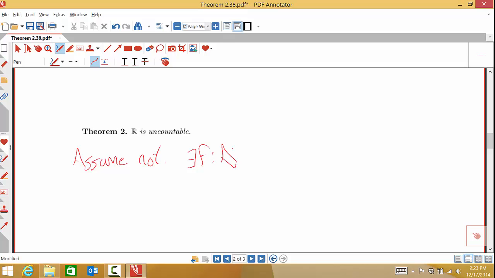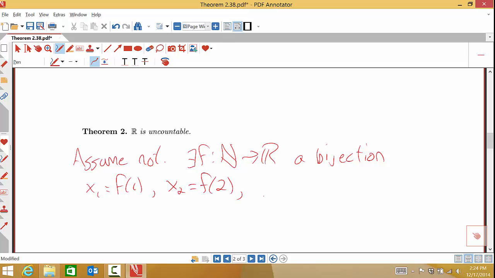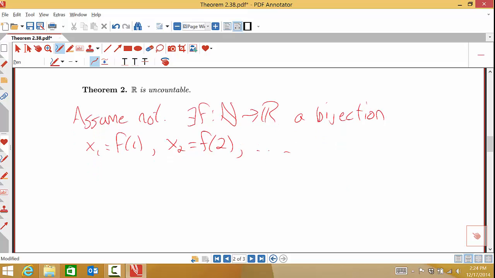So then there exists a function f from the natural numbers to the reals that is a bijection. So it would have to be a countable set, equivalent to the reals. So basically we can enumerate the real numbers by x1 is f of 1, x2 is f of 2, x3 is f of 3, and so on. Okay, so then if this is true, our real numbers have been enumerated, we can list them. It's going to be the set x1, x2, x3, and so on.